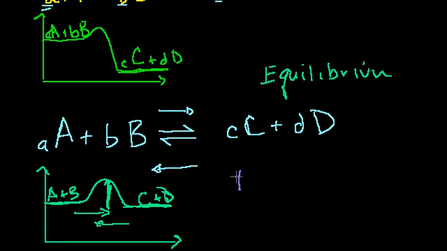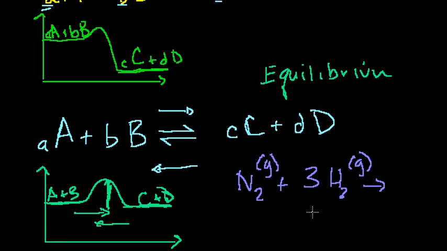I could write nitrogen gas plus 3 hydrogen gases. And these are all in gas form, so I could put a little g in parentheses. It results in, actually, it's an equilibrium reaction, and it produces 2 moles of ammonia. It's called the Haber process. We could talk about that in another video.